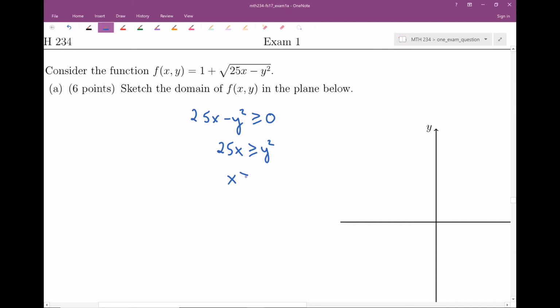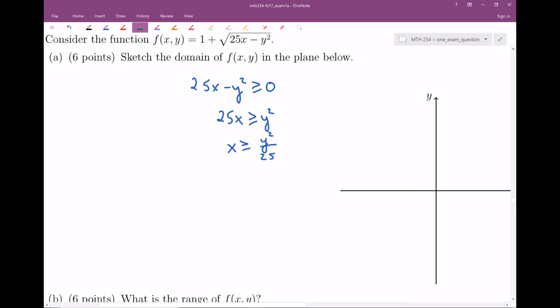And I can divide by this nice positive 25 here. So this is going to be y squared over 25. And this is what I would like to sketch. Now again, usually the way that I sketch these inequalities is that I first think about the corresponding equality or equation here. So I'm going to go ahead and sketch x is equal to y squared over 25.